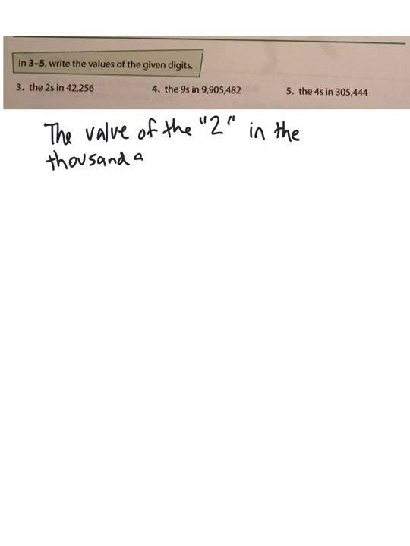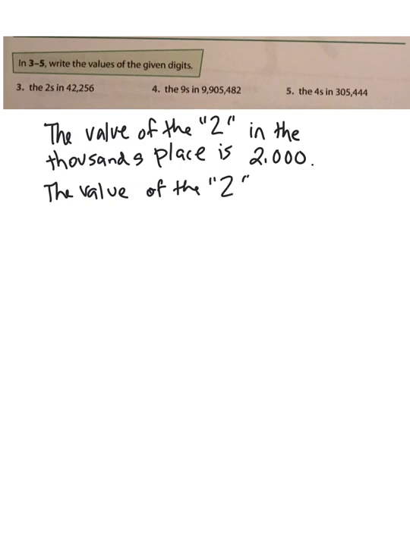The value of the 2 in the thousands place is, well, I've got 2 groups of 1,000, so that's a value of 2,000. And the value of the 2 in the hundreds place is going to be 200. The value of the 2, sorry for my messy handwriting, well, that's really bad. The value of the 2 in the hundreds place is 200.